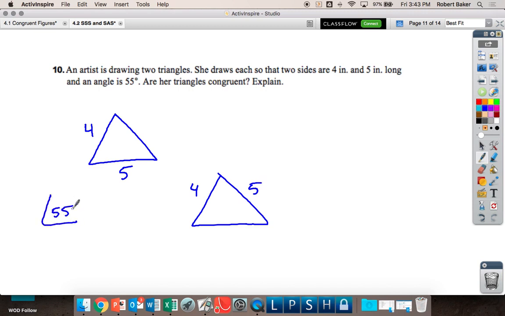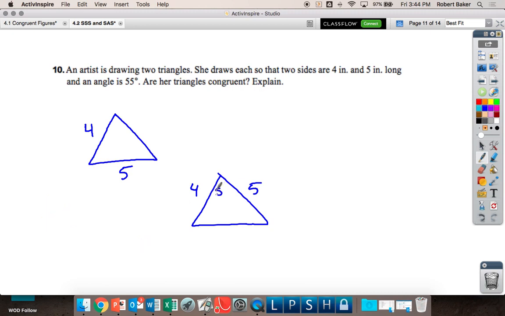A 55-degree angle. You can put it wherever. They didn't say where it had to go, did they? I put it bottom left. A 55-degree angle. Does my picture match what's up there? Yeah, maybe. Are those two triangles congruent? Nope. It is not proven. You said yes, but there's nothing proven. I can't prove anything, right? No, you cannot.